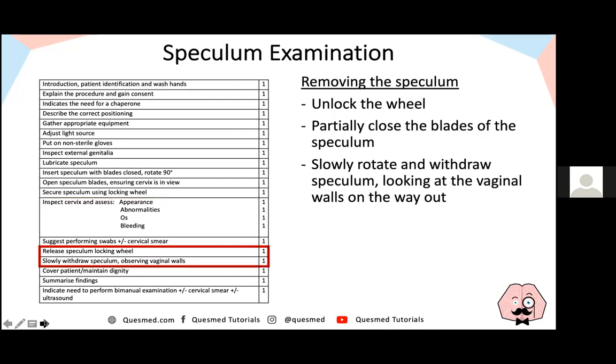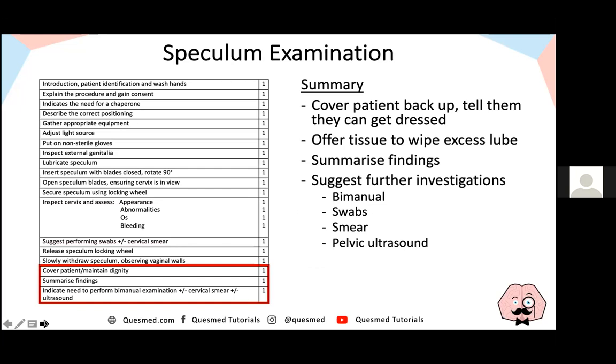To conclude the speculum examination, you unlock the wheel, you partially close the blades of the speculum, and you slowly rotate and withdraw the speculum in the opposite motion to which you inserted it. You want to have a wee peek at the vaginal walls on your way out, just to make sure that there's no evidence of funny discharge or any kind of masses. And to summarise, you want to cover the patient back up, summarise your findings, and again suggest further investigations.